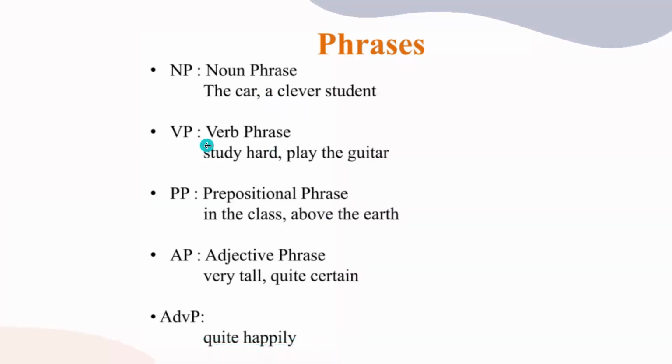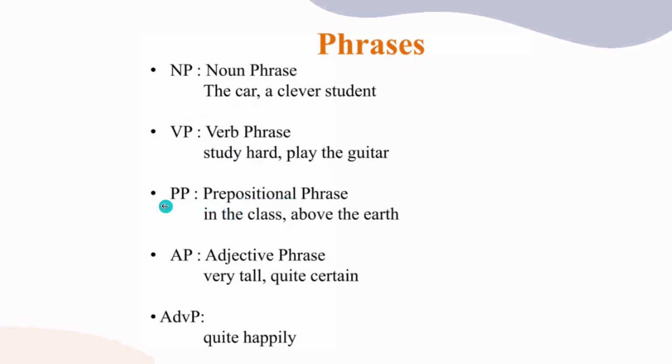Then we have the verb phrase. You can see here, a verb phrase is a combination of structure like this: study hard, play the guitar, right? So you have a verb, then we have a determiner and a noun. A verb phrase will begin with a verb, that is for sure. And then it can have an adverb, a preposition, a determiner, a noun. It depends upon the structure of the sentence, but a verb phrase will always start with a verb. You need to remember this.